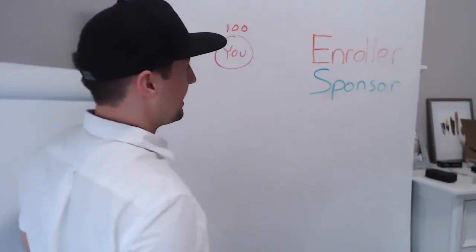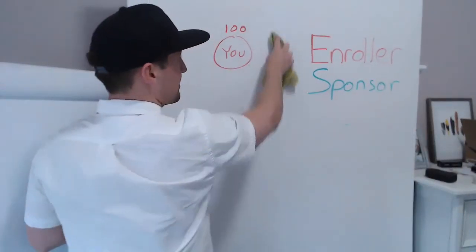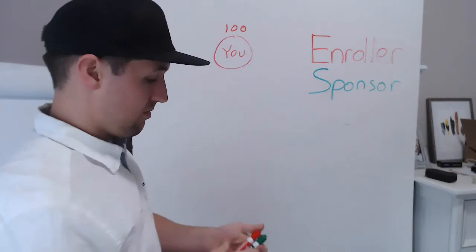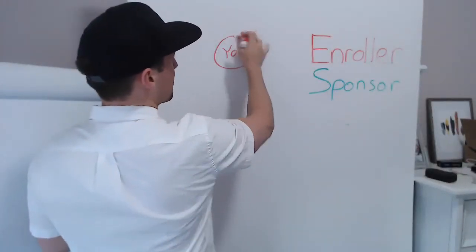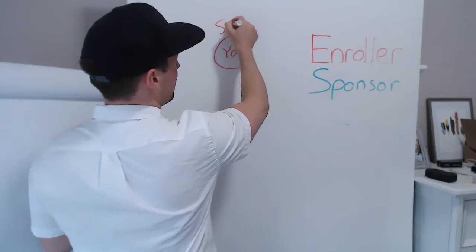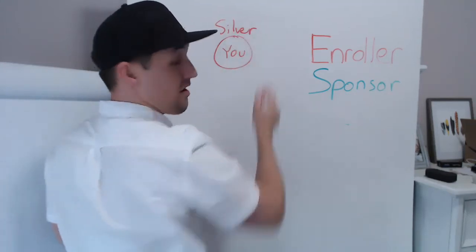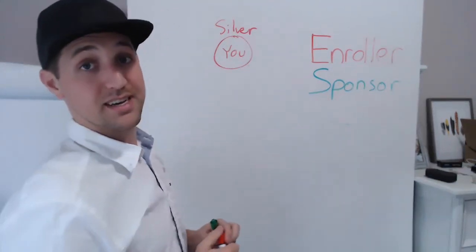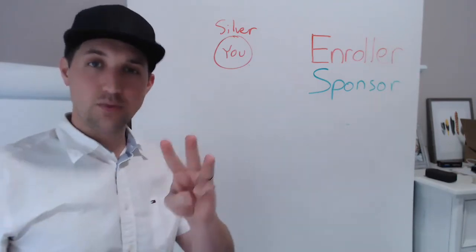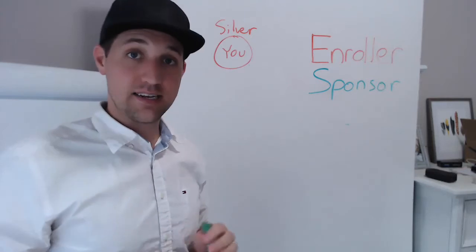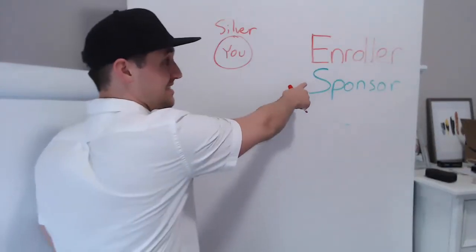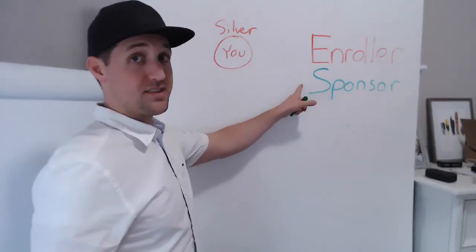Rank is enrollership-based. Okay, so as an example, if you have the goal of reaching the level of silver, which is a very, very important rank in doTERRA, to be a silver, you need to have 3 personally enrolled legs of elite, okay? But it's not sponsorship based.